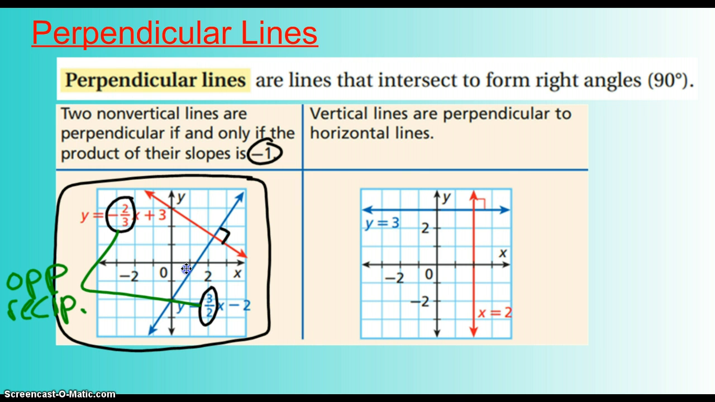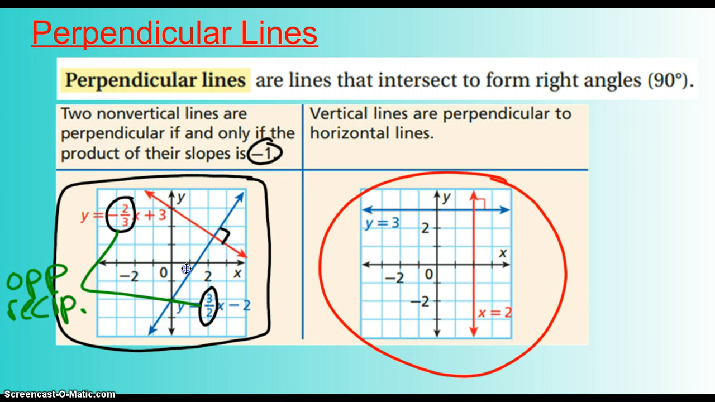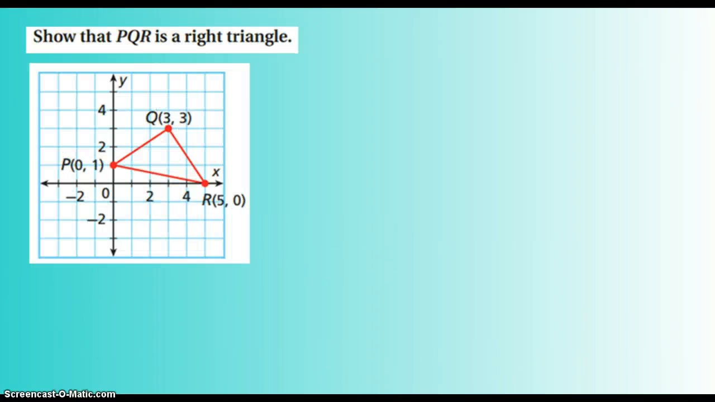Opposite reciprocals, meaning if I ever want to get a perpendicular slope, or a 90-degree angle slope, for an intersection, I just flip the slope and switch the sign. The right graph here just shows us that vertical lines and horizontal lines will always be perpendicular to each other. Okay, so let's use that knowledge of the opposite reciprocal to prove that PQR is a right triangle.